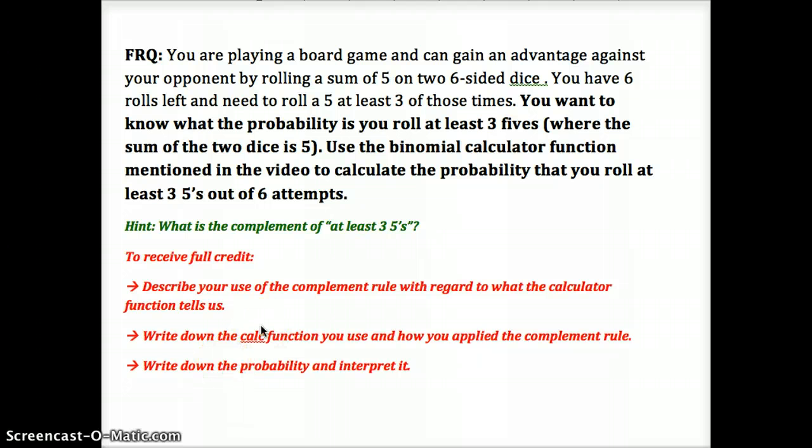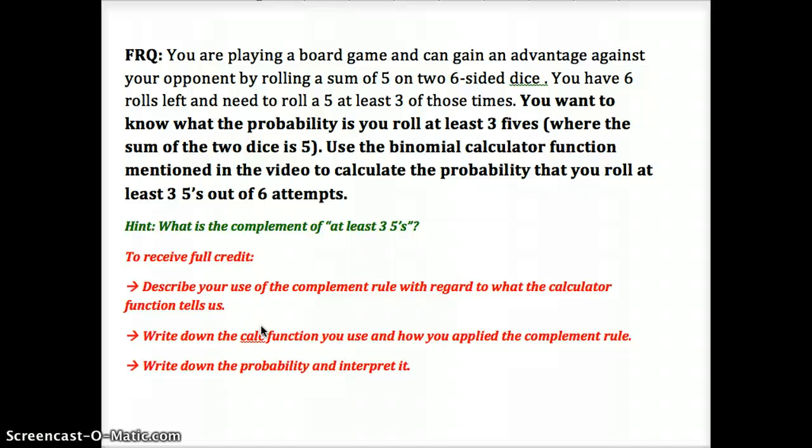Here's your free response. I want to know what's the probability of getting at least 3 fives in the next 6 rolls. Use the binomial calculator function to figure this out. First, think about what's the probability of a 5 with 2 dice. I'll give you the first example, a 1 and 4. What other combinations could add up to it? You have 36 possibilities because there's 6 possibilities on each die. So I gave you the first. How many total ways could you roll a 5? That's the probability of success.